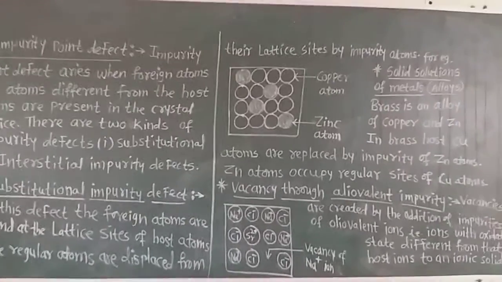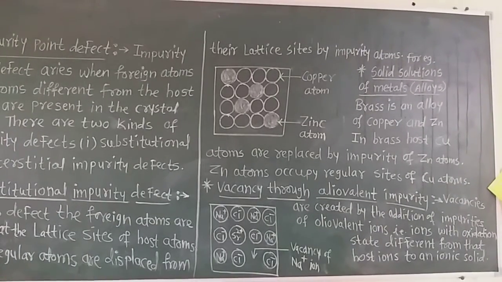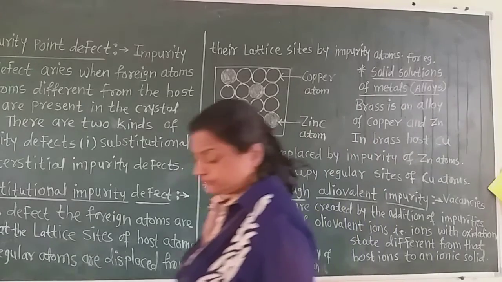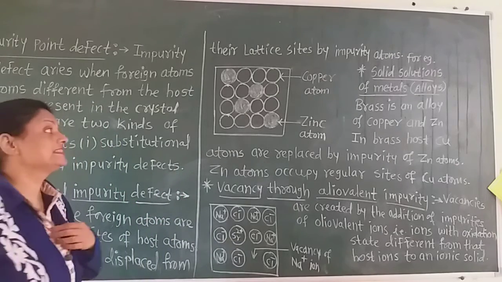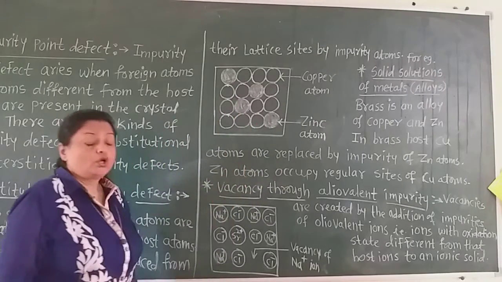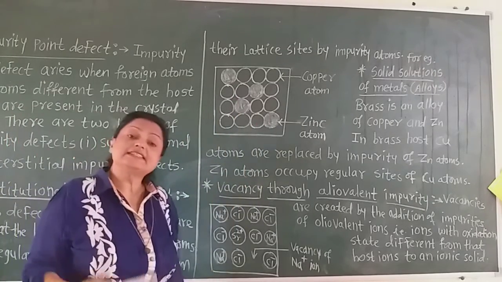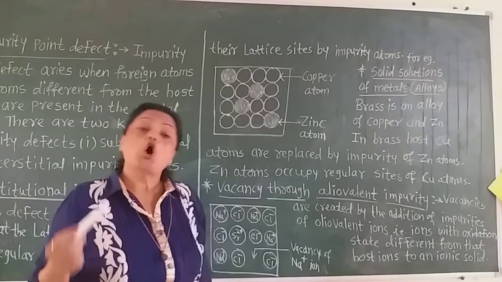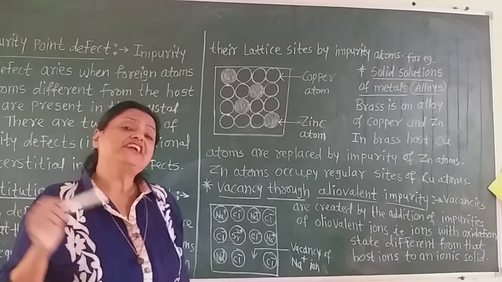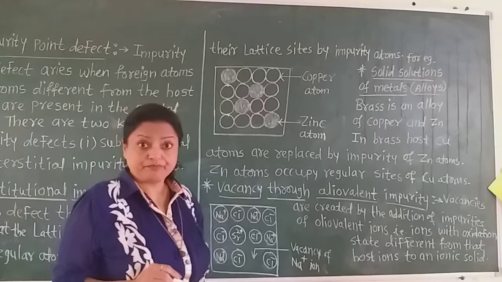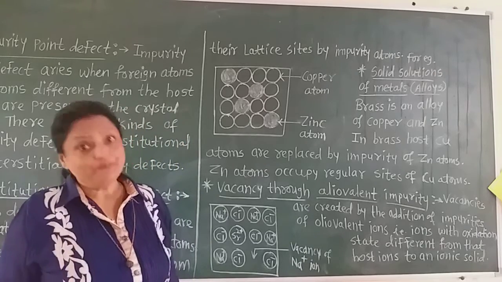Now see, this figure is there on the blackboard. This is the best example of the substitutional impurity defect. Here is the crystal lattice of brass metal. We know that brass is an alloy, a solid solution of copper and zinc. In it, copper is found in more proportion and zinc in less proportion. Here zinc acts as the impurity.